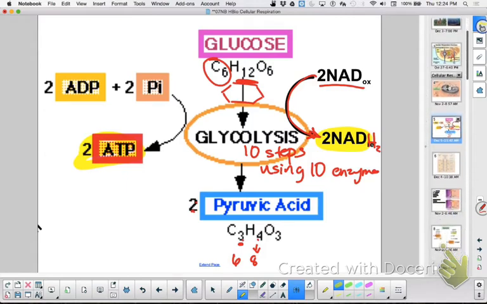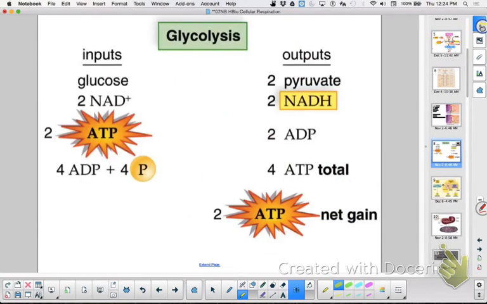Okay, so this is showing you inputs and outputs. Ask your bio buddy that you're sitting next to, and all my AP biologists over here and there, do you have any problems with those inputs and those outputs? Do you understand where they're all coming from?